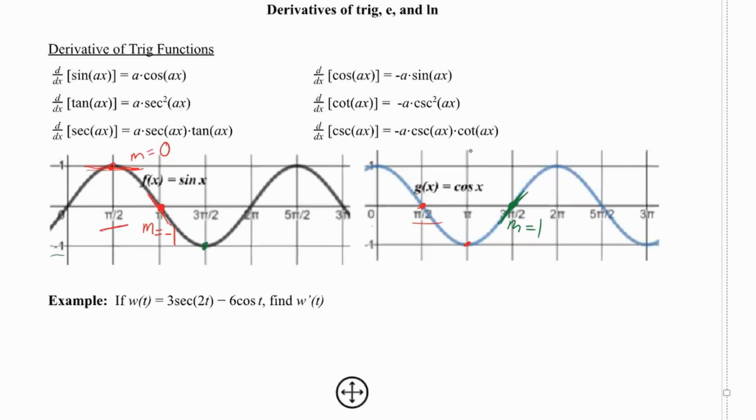Now, let's look at these a's. These a's represent a constant. So whenever you have a constant inside, you're just going to multiply it on the outside there.